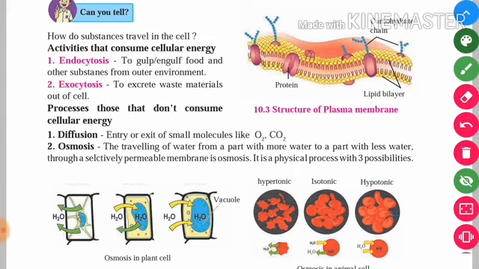The processes that don't consume cellular energy. Okay, so there are some processes which don't consume the cellular energy. म्हणजे अशा काही प्रोसेस आहेत त्याला एनर्जी लागत नाहीत. कोणकोणत्या, तर डिफ्युजन प्रोसेस आहे आणि ऑस्मॉसिस प्रोसेस आहे. आता डिफ्युजन प्रोसेस म्हणजे काय, तर entry and exit of small molecules like ऑक्सिजन आणि कार्बन डायऑक्साईड. आता एंट्री और एक्झिस्ट म्हणजे ऑक्सिजनची एंट्री होते आणि कार्बन डायऑक्साईड बाहेर पडतो, त्याला आपण डिफ्युजन म्हणतो. याला सुद्धा एनर्जी लागत नाही.